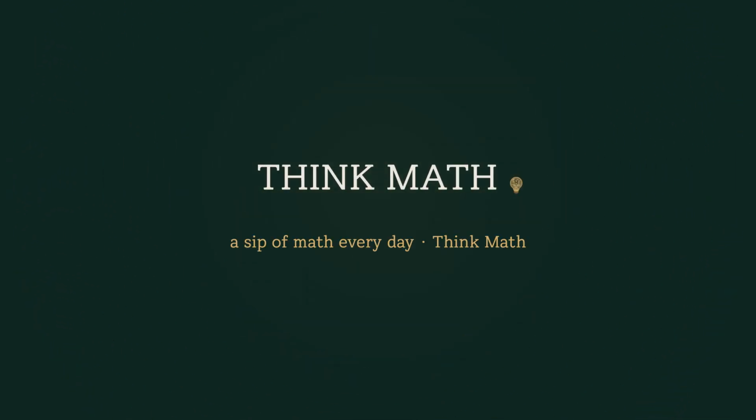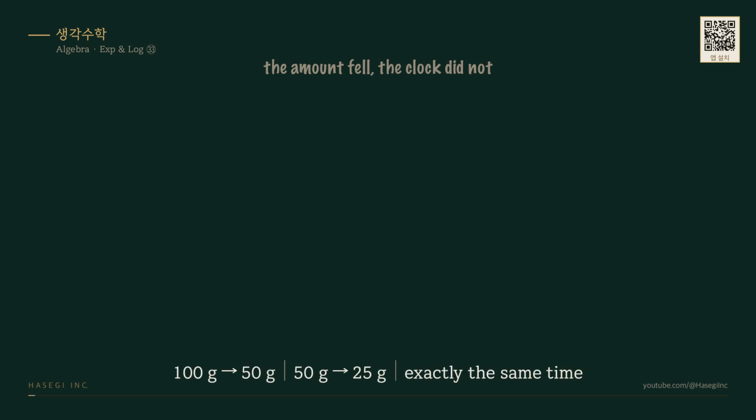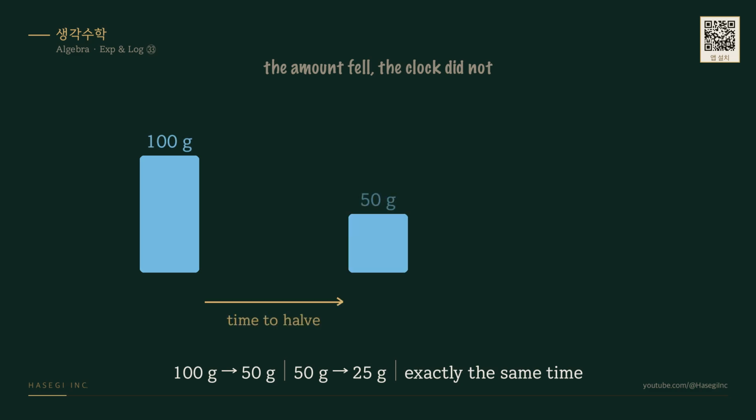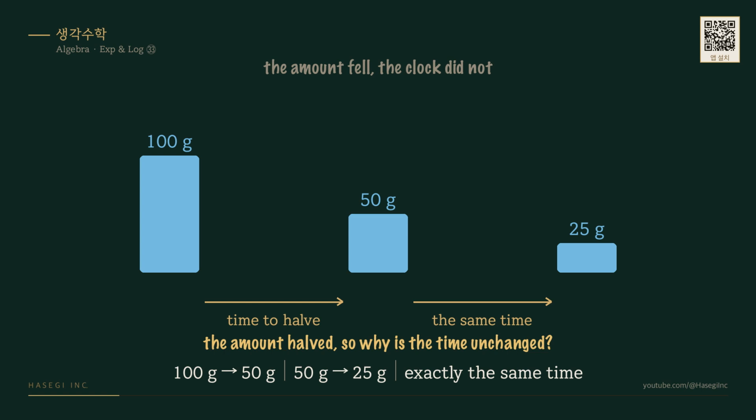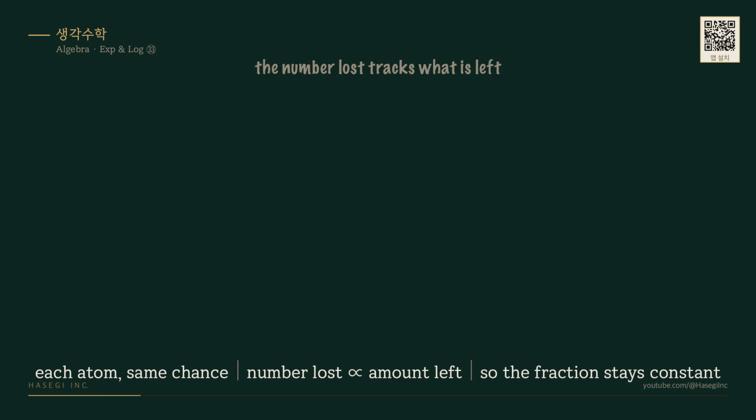Think math. A radioactive element shrinks as time passes, but something is odd about how it shrinks. The time it takes for 100 grams to become 50 is exactly the same as the time for that remaining 50 to become 25. The amount dropped sharply, so why did the clock not change? The key is in how it shrinks.